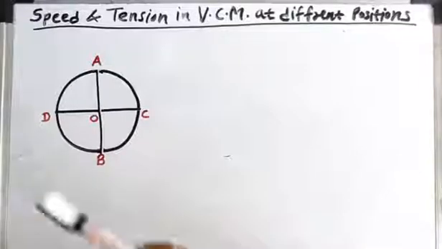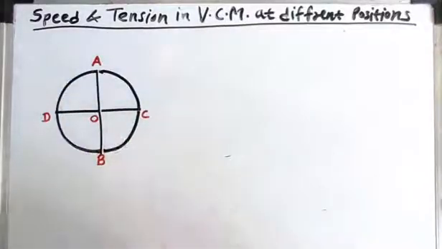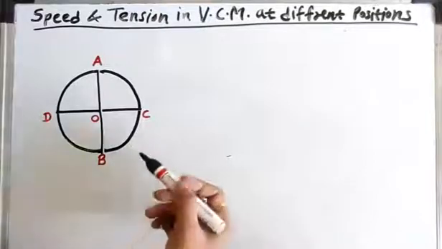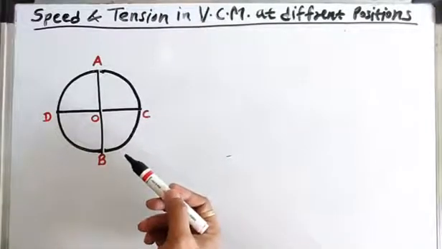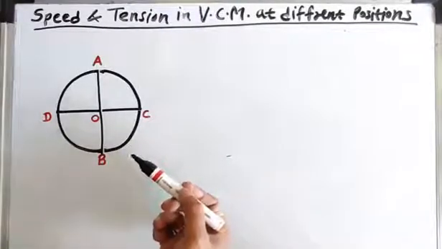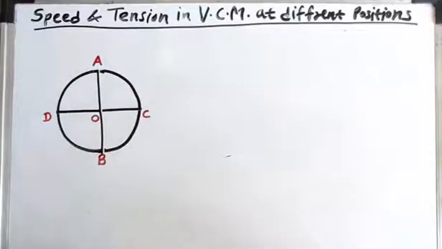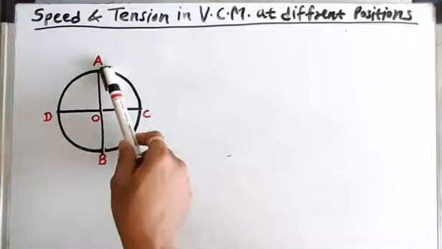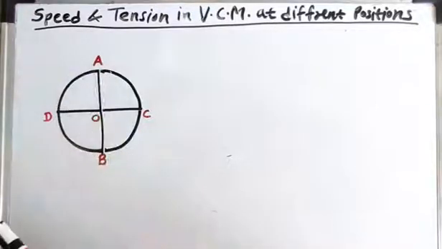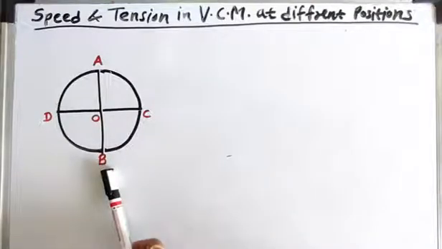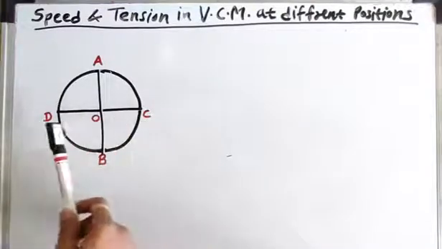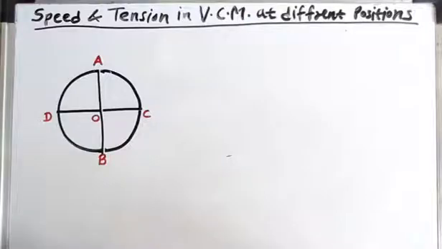Now we will find speed and tension in vertical circular motion at different positions. Consider a particle of mass m tied at the end of a string and whirled in a vertical circle of radius r. As shown in this figure, consider A is the highest position in VCM, B is the lowest position in VCM, and C and D are the mid positions in VCM.